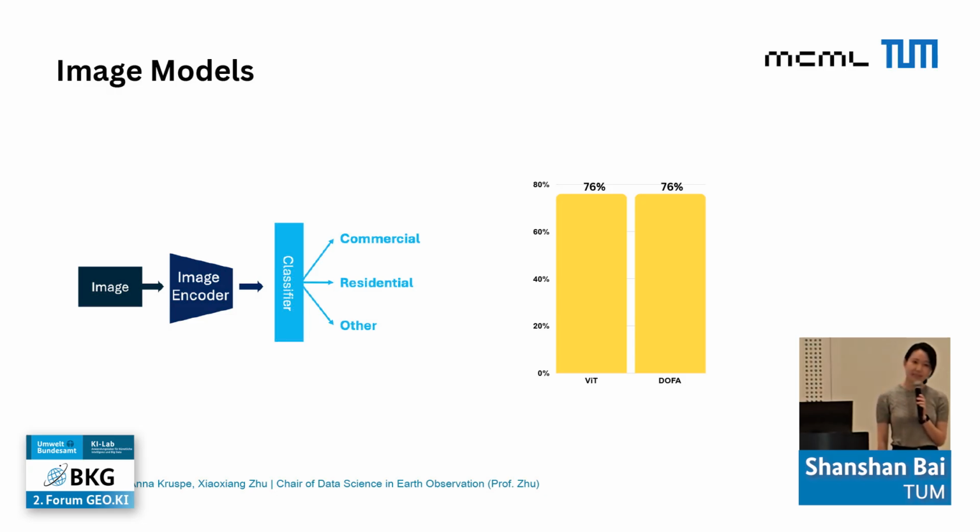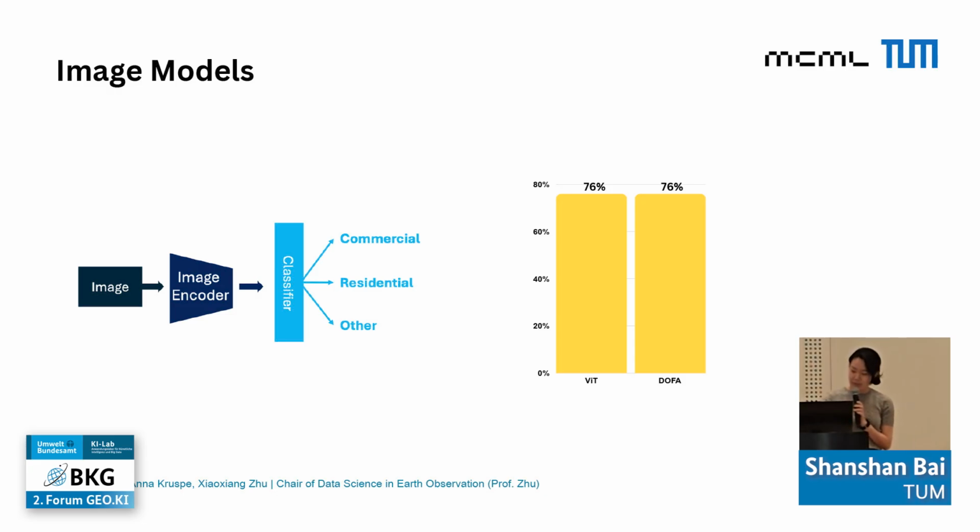ViT is a really generic vision model, nothing special about it. And DOFA is a domain-specific foundation model, actually also mentioned yesterday. The difference is that DOFA is supposed to have more domain-specific knowledge since it was pre-trained on a lot of remote sensing data. But after running the training, we find out the two different models didn't make a big difference.